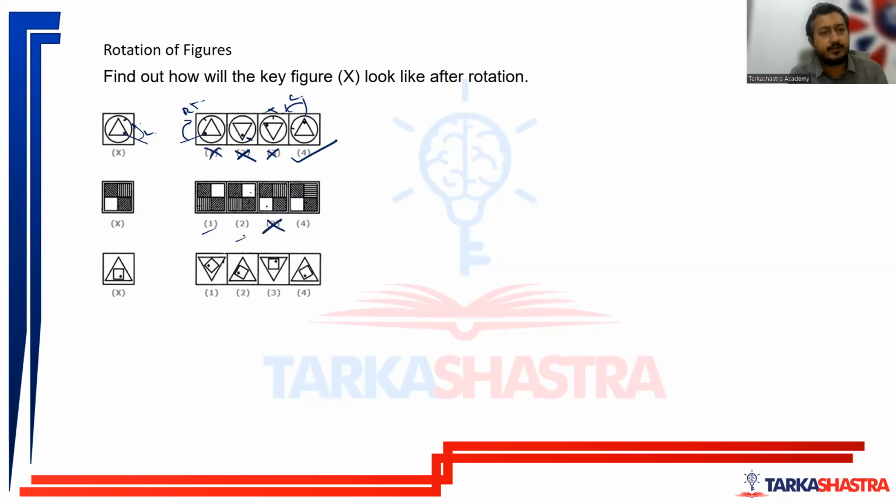Third option is eliminated, because if the blank is here, these two are changing their direction. So here we have it like this. Here we have it like this. So the second option is eliminated. If we have the blank at bottom left, then this should have been straight lines only. This should have been straight lines. So the fourth option is also eliminated.